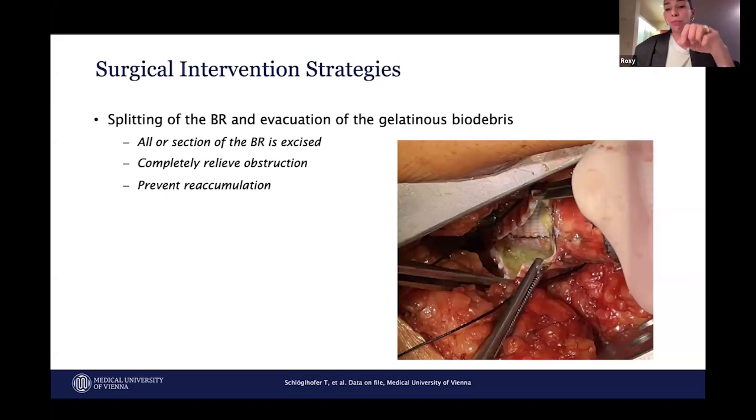We always remove the rings around it. We always try to get almost the entire section of the bend relief, or at least cut all the way up so that everything is removed, so we can completely relieve the obstruction. We take the suction and get it all out, so also really prevent the reaccumulation of the biodebris again.